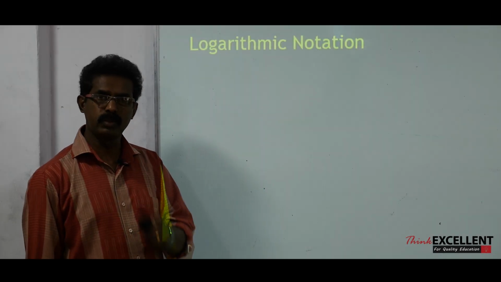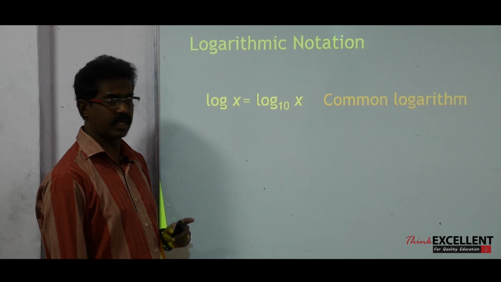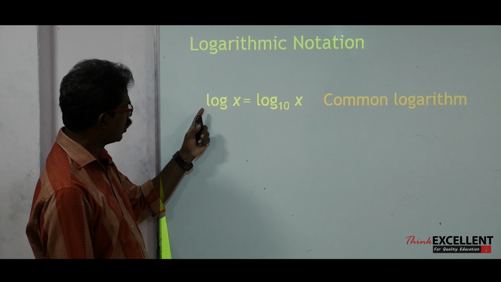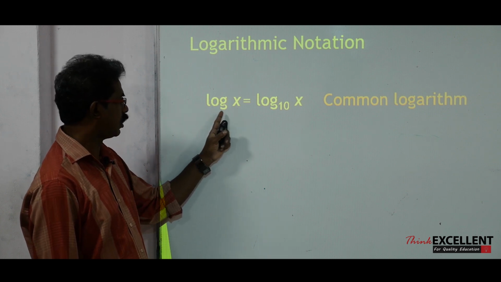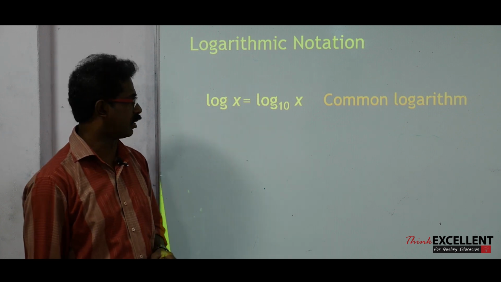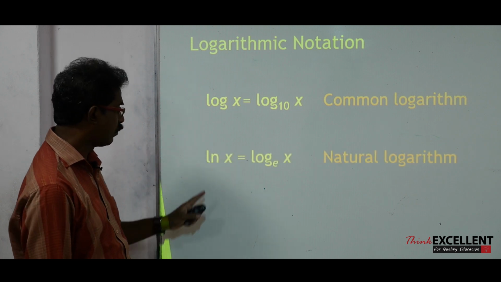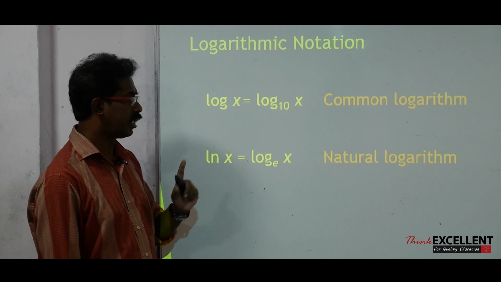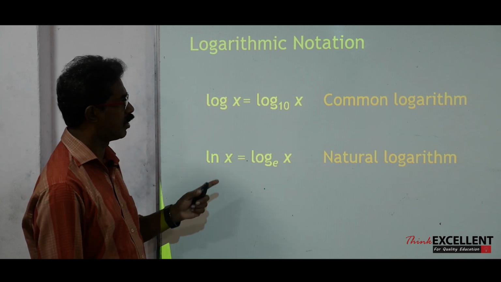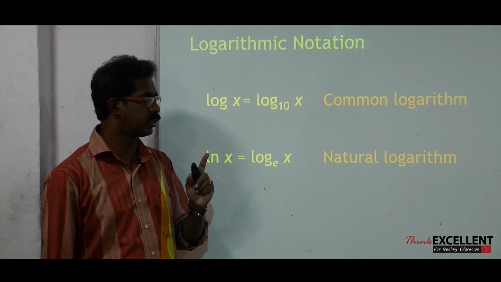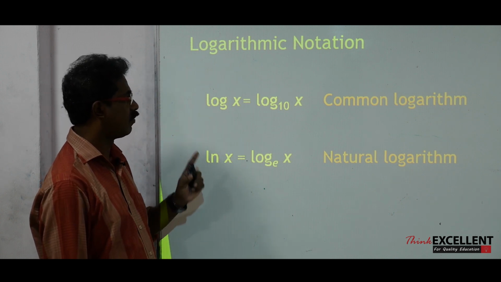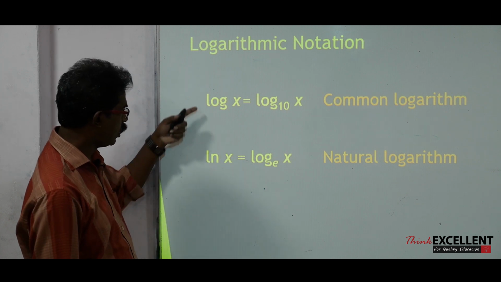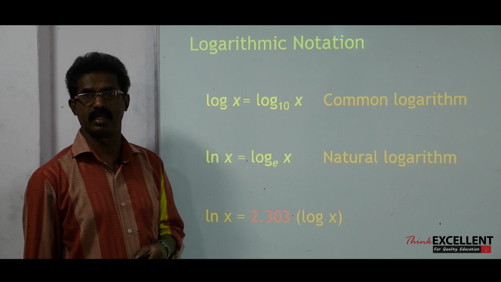Logarithmic notation: there are two types of logarithms. Common logarithm is with base 10, and we write it as log x. Remember, the base is 10, that is common logarithm. If the base is e, we denote it as ln x, and we call it natural logarithm. So there are two types of logarithm, common logarithm and natural logarithm. The difference is, for common logarithm the base is 10, for natural logarithm the base is e, and you must know how to convert it.